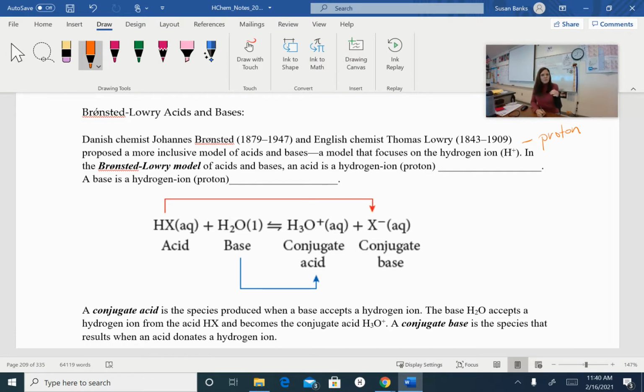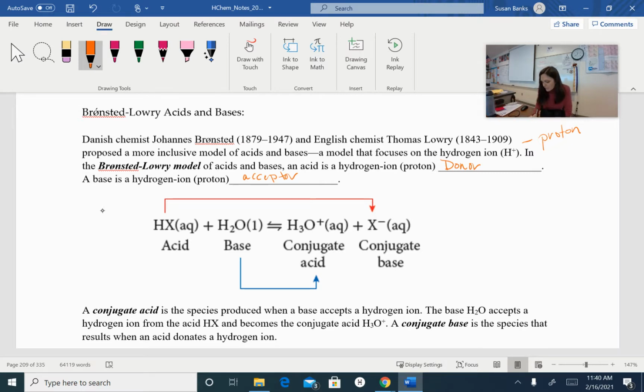So sometimes when you think of a Bronsted-Lowry base, some chemistry classes will call it a proton instead of a hydrogen ion, okay? In the Bronsted-Lowry model of acids and bases, an acid is a hydrogen ion or a proton donor. It gives a proton to something else, okay? And the base is a hydrogen ion or a proton acceptor. Okay, so we're basically just giving and accepting a proton or a hydrogen ion.